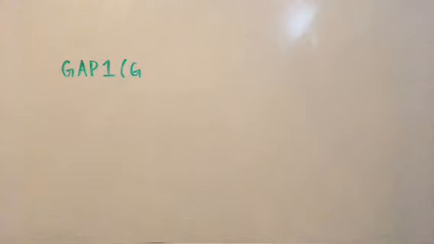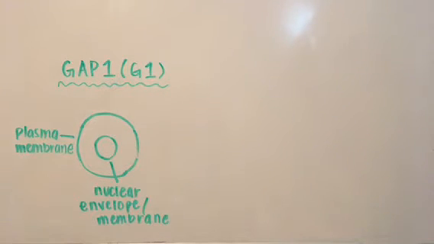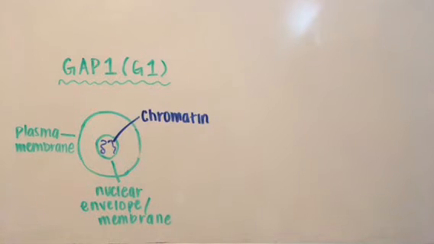Shown here is a simplified drawing of the cell going through the gap 1 phase. The outer ring is the plasma membrane, the inner ring is the nuclear envelope or nuclear membrane, and inside the nuclear envelope is a dispersed form of DNA known as chromatin.